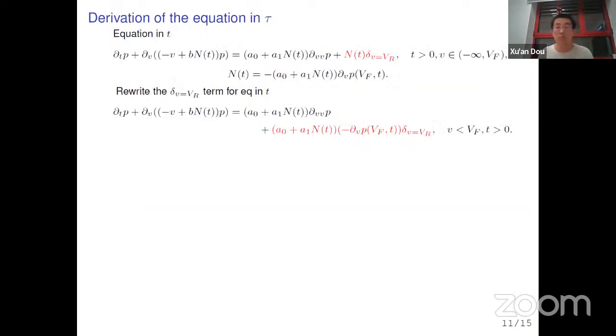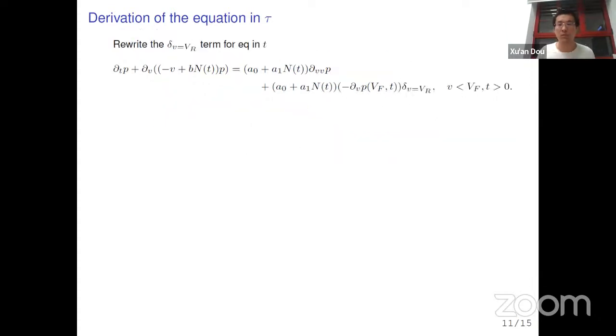And let me explain more on the derivation for the equation in tau. So we recall the original equation in t. We do a reformulation in the reset term. We just substitute the definition of n of t into the reset term. And then we work with this reformulation.